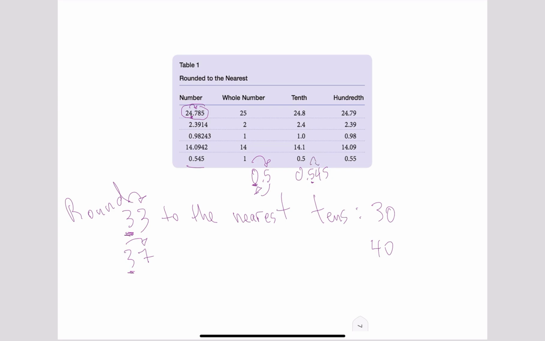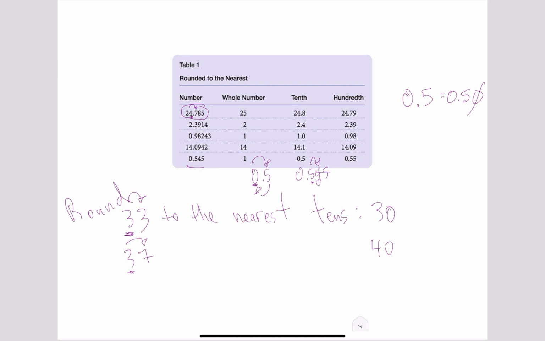then I look to the neighbor number, and that's a 4, which is small. So 54 is closer to 50 than it is to 60. So I'll round off and replace it with a 0. So in this case, I don't need to write any of the trailing zeros. So 0.5 is the same as 0.50. And I don't need to write that extra 0.